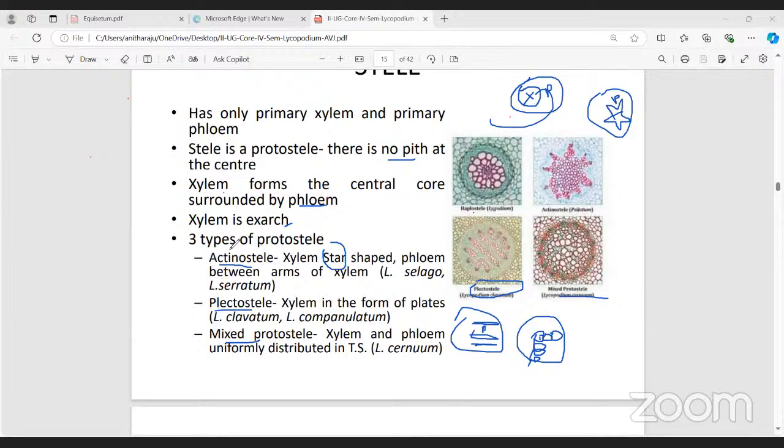From the examination point of view, in practical you should highlight only plectostele, and the rest are common characters, meaning epidermis and cortex common characters, but the stele is plectostele. In theory, you should write everything: actinostele, mixed protostele, plectostele, and haplostele.